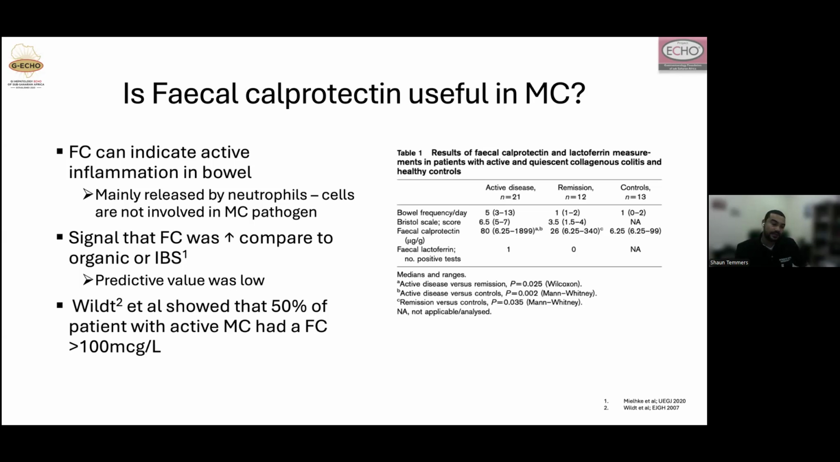It's important to note that certain countries use a calprotectin level of around 80 micrograms per liter as a cutoff for referral for colonoscopy. So you would end up missing a large proportion of patients if you use calprotectin in a patient with chronic watery diarrhea as a marker to work up your patient. So it has no role in the management of microscopic colitis and should not be used.